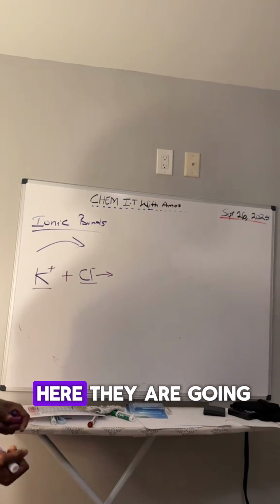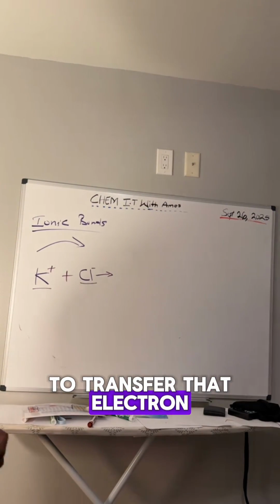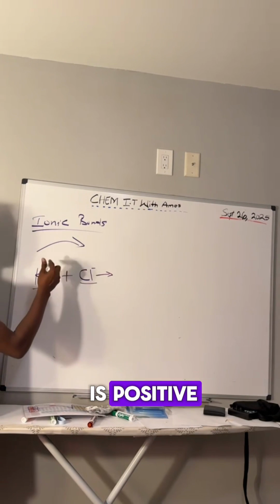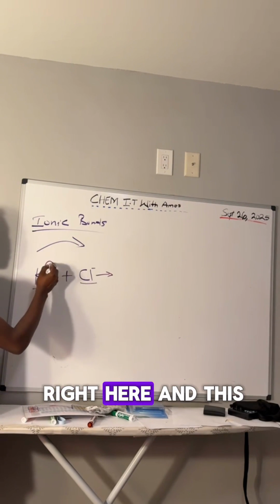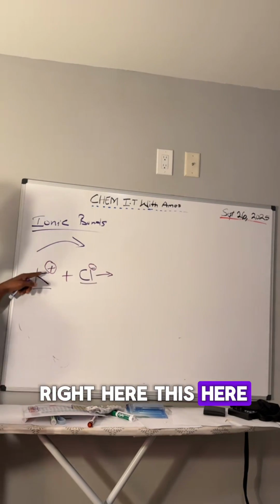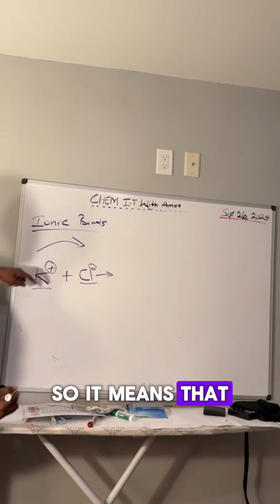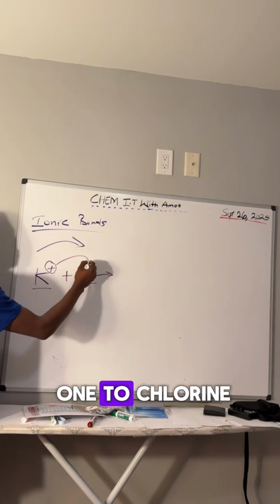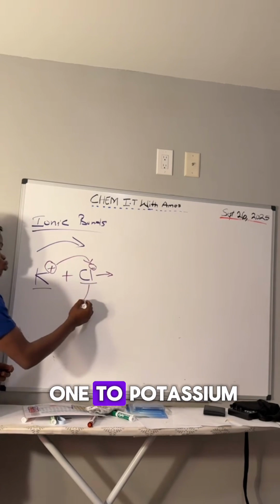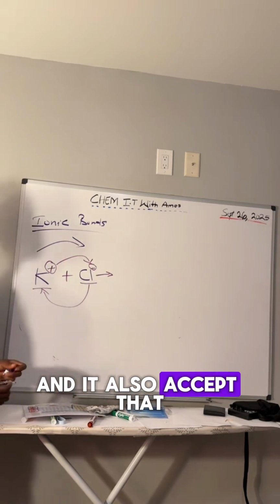So in this case, they are going to transfer the electron. The charge of potassium here is positive. This is the electron right here, and this is negative as well. So this is positive, which means this one gives its electron to chlorine. Chlorine accepts that, and chlorine gives a negative one to potassium, and it also accepts that.